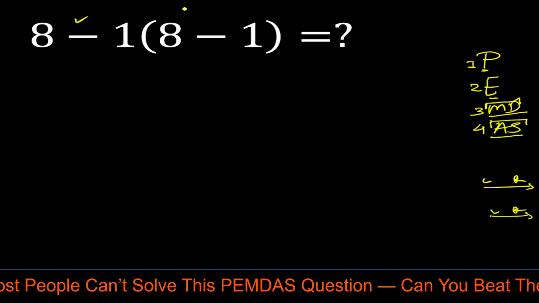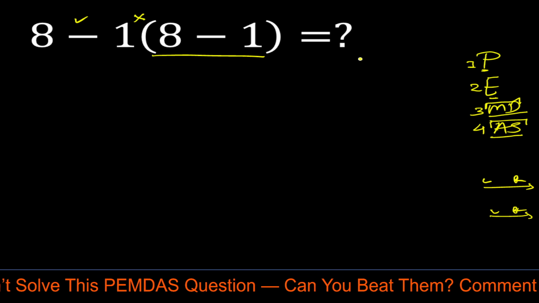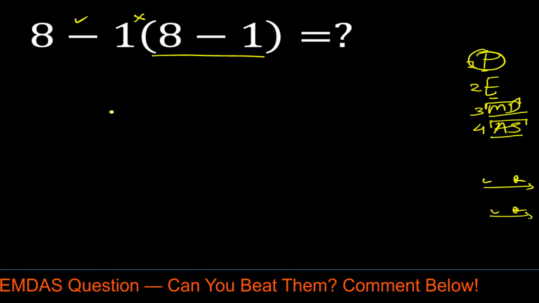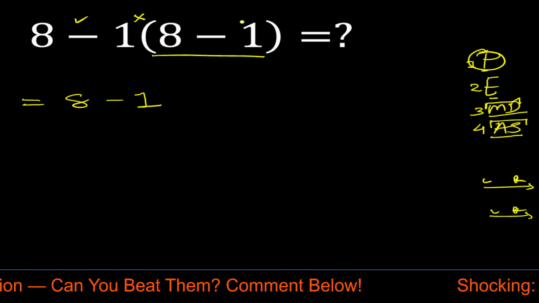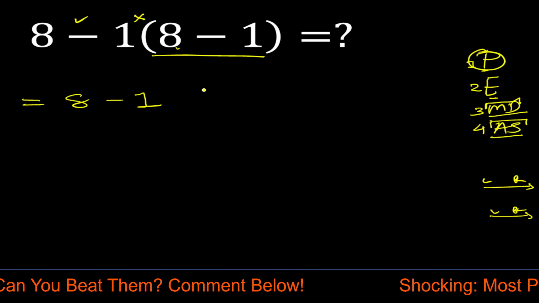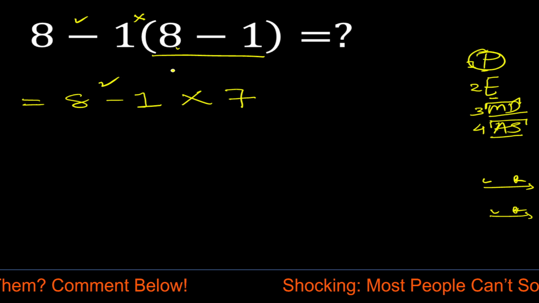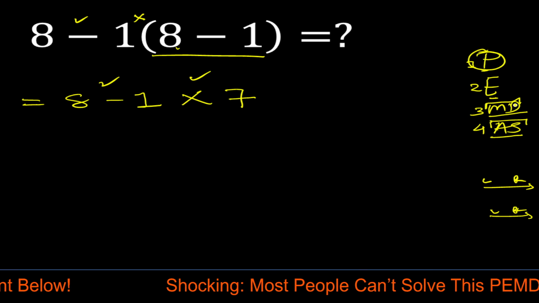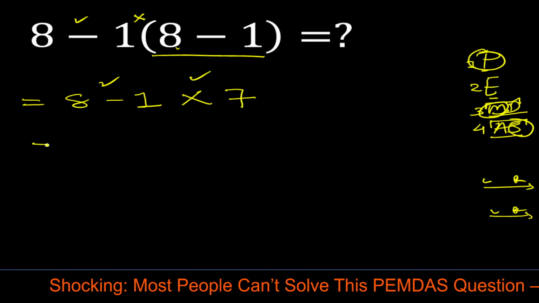So in this question, here we have one subtraction, here multiplication, and here one parenthesis, right? So according to the PEMDAS rule, first we have to solve the parenthesis. So now 8 minus 1, now solve this parenthesis, 8 minus 1 is equal to 7. So times 7, right? Now here we have subtraction and here multiplication. So according to the PEMDAS rule, first we have to solve multiplication, then we have to solve subtraction, right?